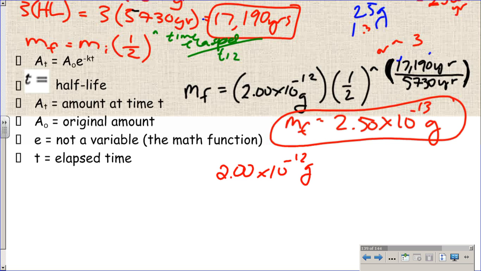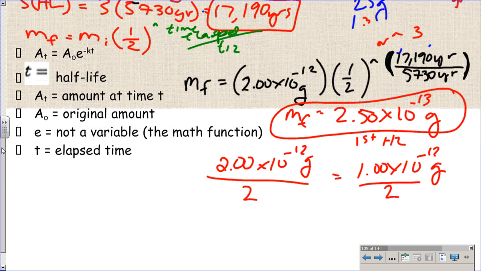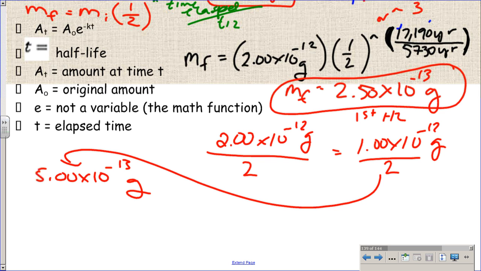After 1 half-life passes, half of this disappears, right? So when you divide by 2, after the first half-life, you have remaining 1.00 times 10 to the negative 12 grams. All right, that's after only 1 half-life. Then half of that disappears, right? Okay, so after half of that disappears, we have 5.00 times 10 to the negative 13 grams left. So this was the first half-life remaining. This is the second half-life remaining.